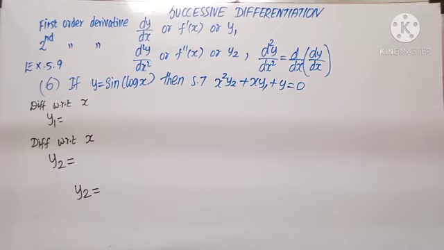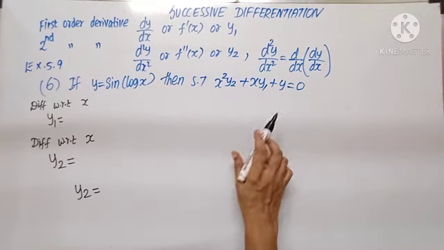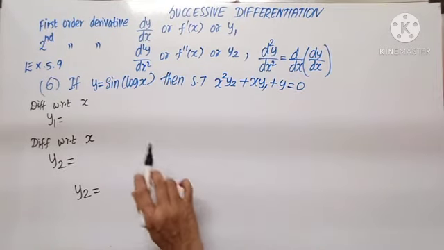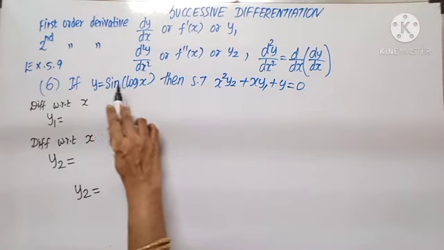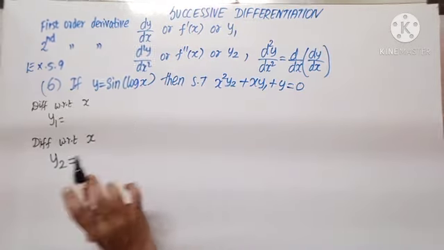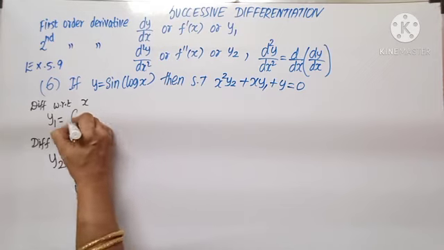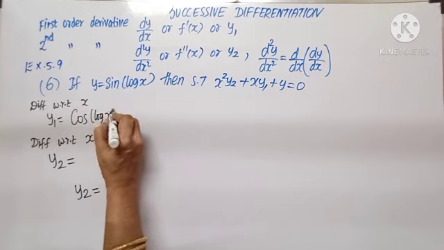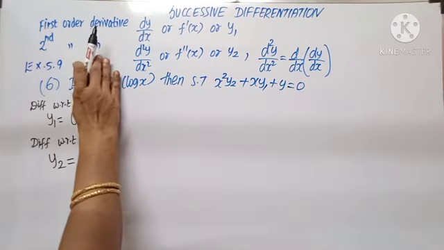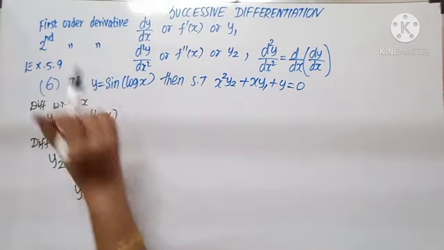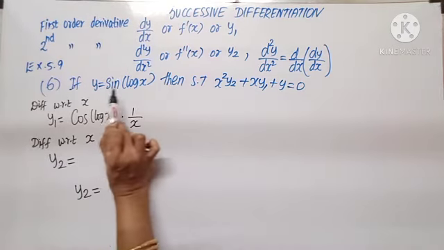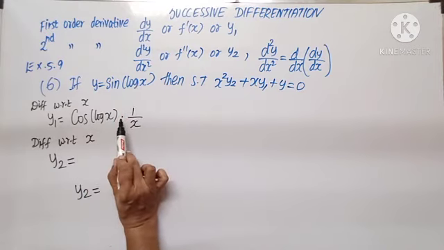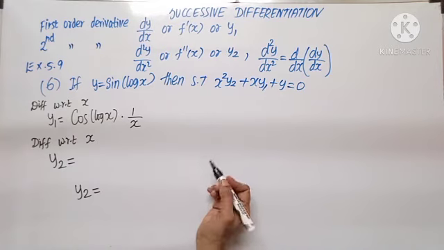Question number 6. If y equals sine log x, then show that x square y2 plus xy1 plus y equals 0. Differentiating with respect to x, y becomes y1. Sine log x, sine will become cos. So sine log x will become cos log x. I completed sine, hide it. Now I see log x. Log x will become 1 by x. So we have done chain rule. Sine log x becomes cos log x into 1 by x.